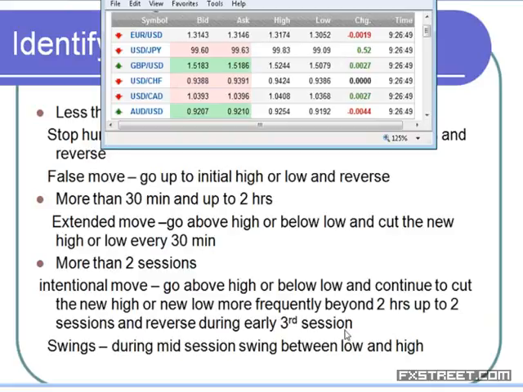That means if they start making the slide during the Japanese session, they will continue to make the slide throughout the European session and make one quick downward move at the start of the US session, and then reverse the market. That is an intentional move. So that can be on the downside.